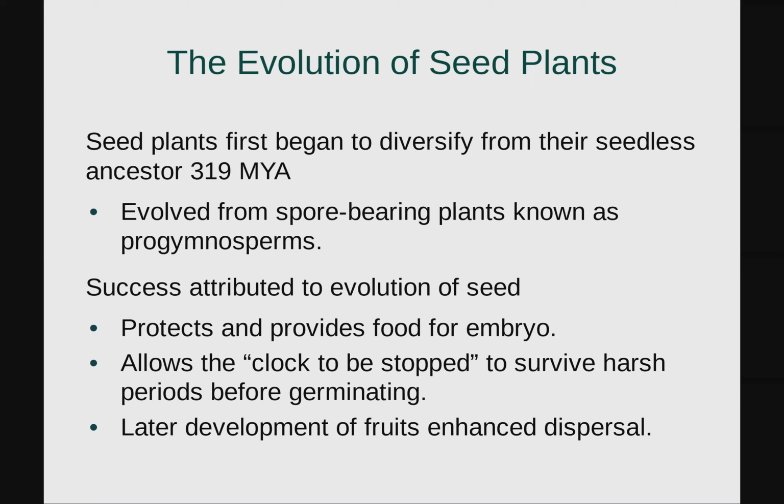Now, seeded plants came to rise on the planet about 320 million years ago, and they did evolve from spore-bearing plants known as the progymnosperms. The success of their evolution was actually contributed to by the evolution of the seed. Again, seeds being like beans or peanuts, right?